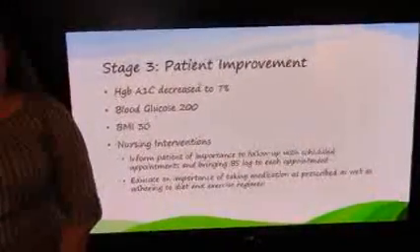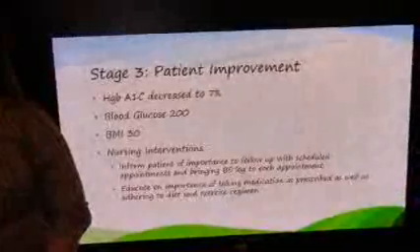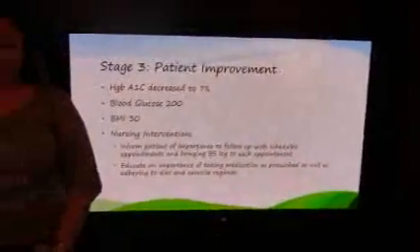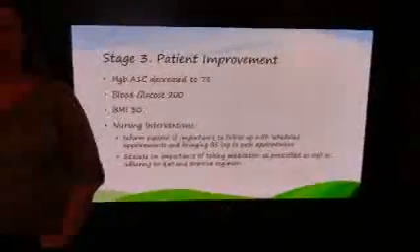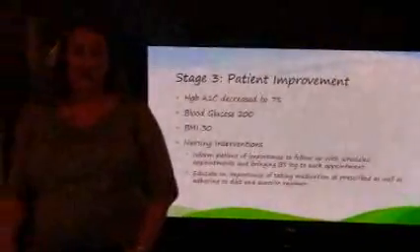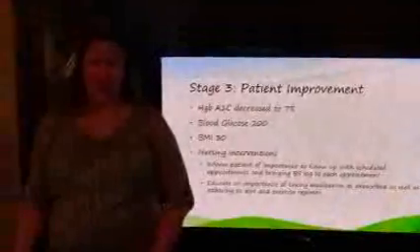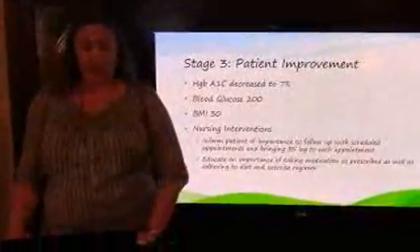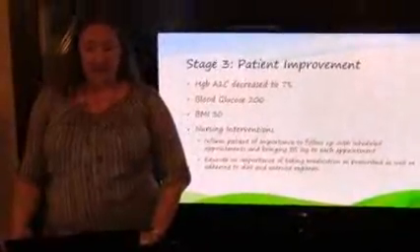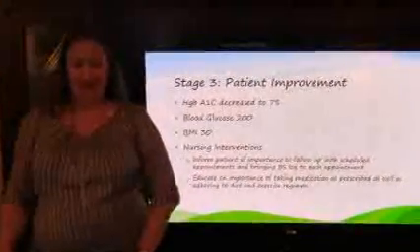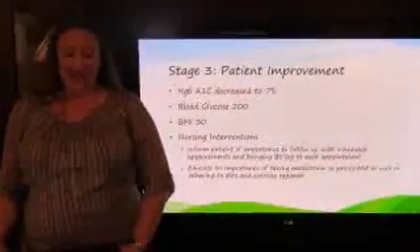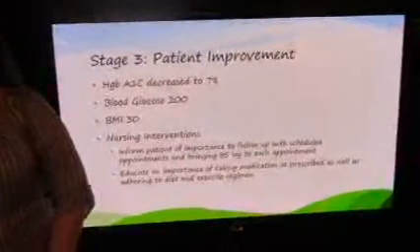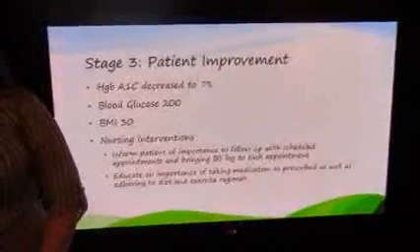The next stage is patient improvement. So in this stage, Molly's hemoglobin A1C has decreased to 7%. Her blood glucose is 200 and her BMI is 30. Nursing interventions at this stage is to inform patient of importance to follow up with scheduled appointments and bring blood sugar log to each appointment. Educate on importance of taking medication as prescribed, as well as adhering to diet and exercise regimen.